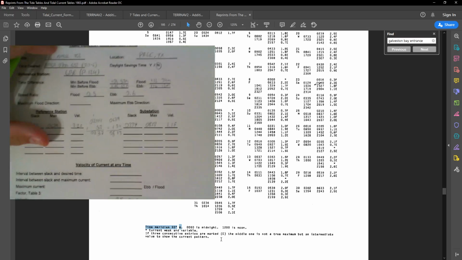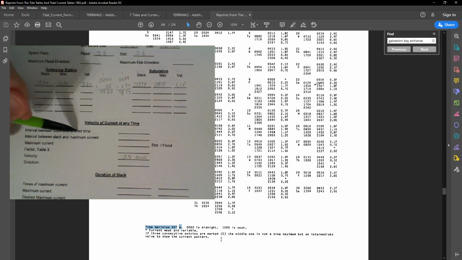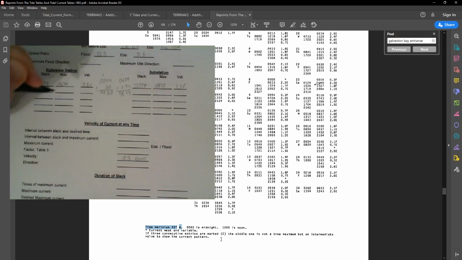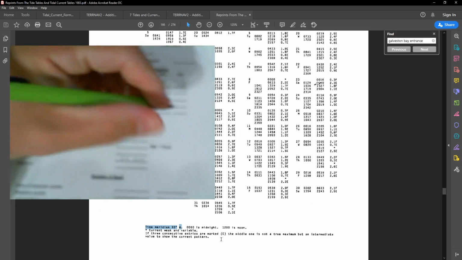So we don't have to make any more corrections there. Alrighty. So we can't find the difference between slack and desired time because we are trying to find the desired time. But what we can do is find the slack and maximum current difference.